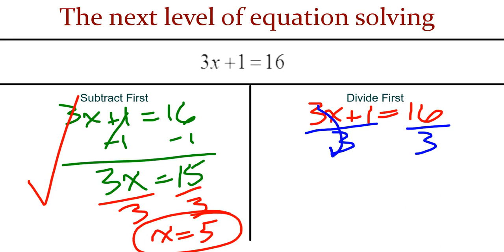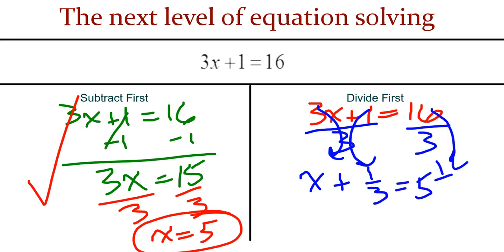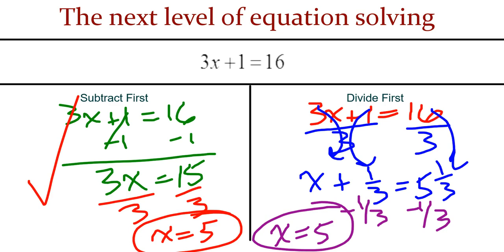So 3x divided by 3 is x, but 1 divided by 3 is 1/3. And 16 divided by 3 is 16/3, or 5 1/3. Now, when we subtract away that 1/3 on both sides, we end up with x equals 5. So again, we will end up at the exact same solution, but by dividing first, we open ourselves up to the possibility that we're going to have these slightly more complicated issues of having to deal with fractions.